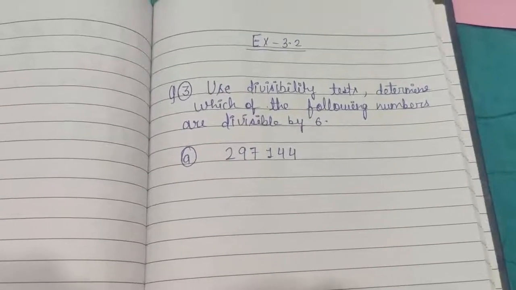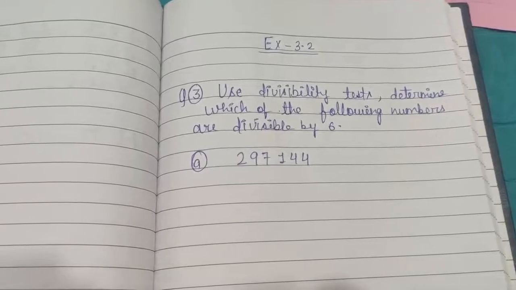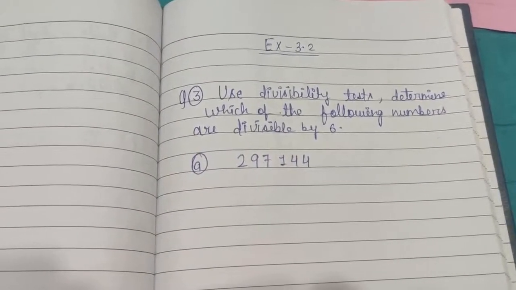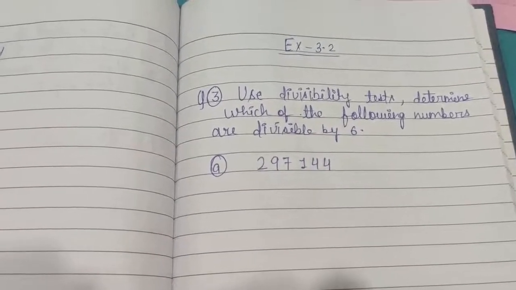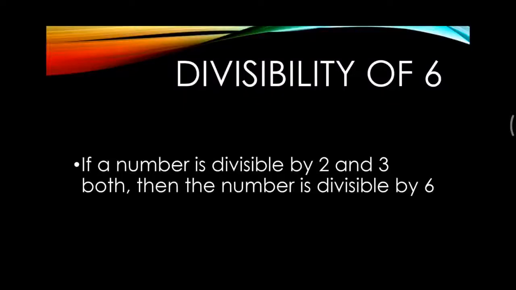Now this is question number 3 of exercise 3.2. Use divisibility test and determine if the following numbers are divisible by 6 or not. Before doing this, we have to recall the divisibility of 6 and then we will start doing this. First of all, we should know what the divisibility of 6 is.